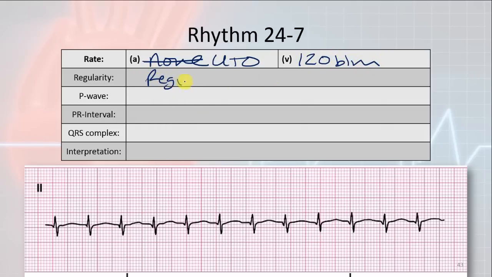Regularity looks regular. P wave is absent. PR interval is none, because you can't have a PR interval without a P wave. QRS complex, they're narrow, steep angles, sharp points. I will say that they are 0.08 second. Interpretation, junctional tachycardia.